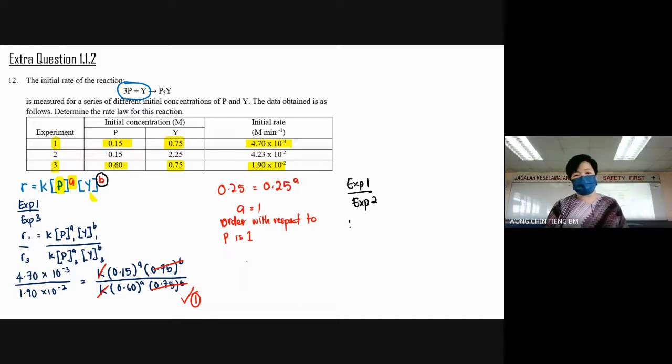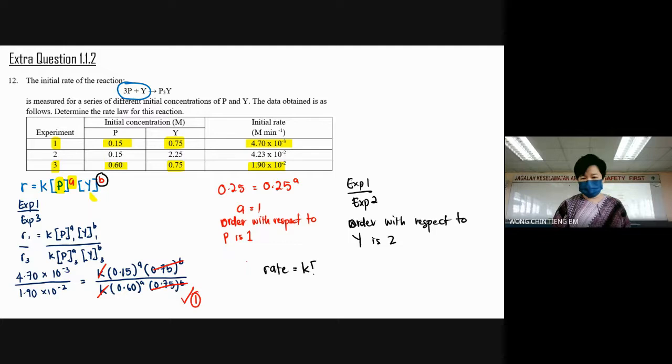And my question is, order with respect to Y is how much? It is 2. Right? Thank you. What does the question ask as the final answer? Rate law. So rewrite your rate law. Rate equals to K, your P to the power of 1, your Y to the power of 2. Don't forget that 1 mark. Okay. Alright. Any problems with the questions so far?